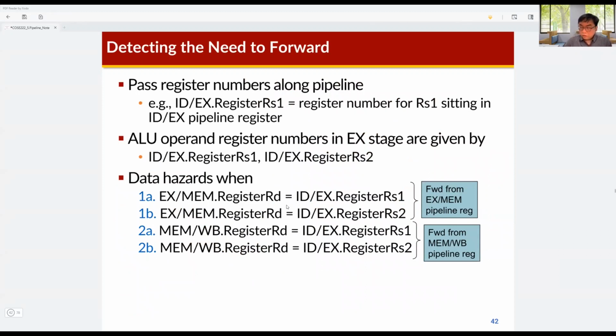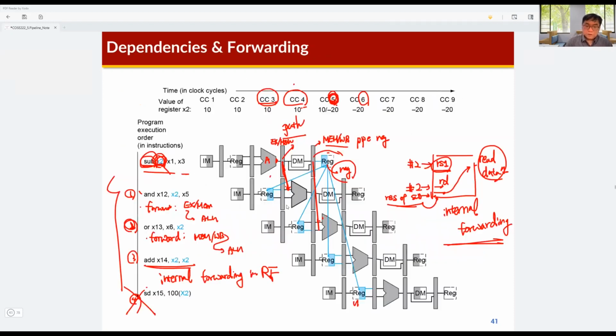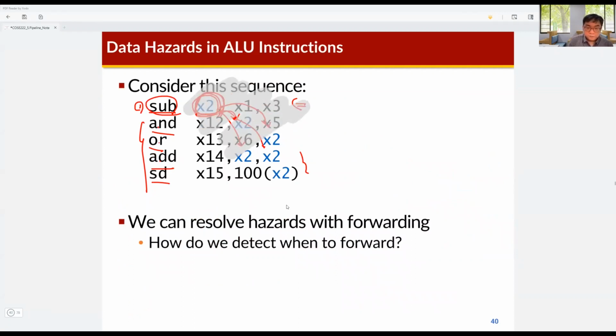And then in order to support data forwarding, first we need to define when the data forward is required. Okay, that means the condition for the data forward. So if you see this example code, then we can easily figure out the conditions for data forwarding. What are the conditions for data forwarding?